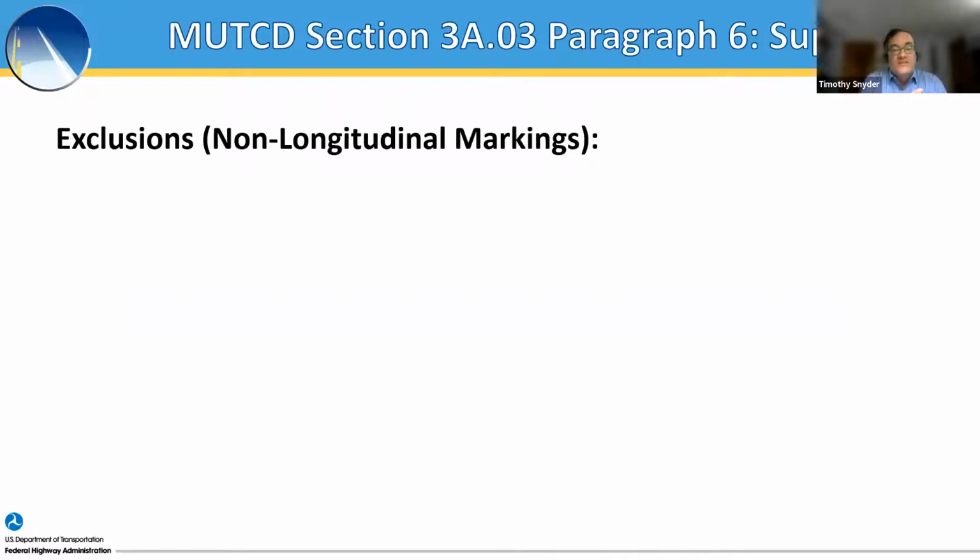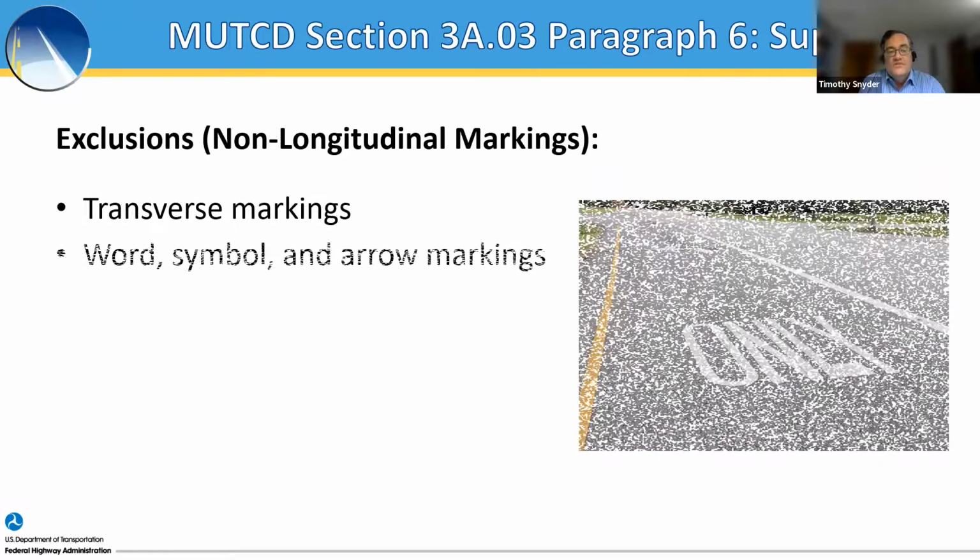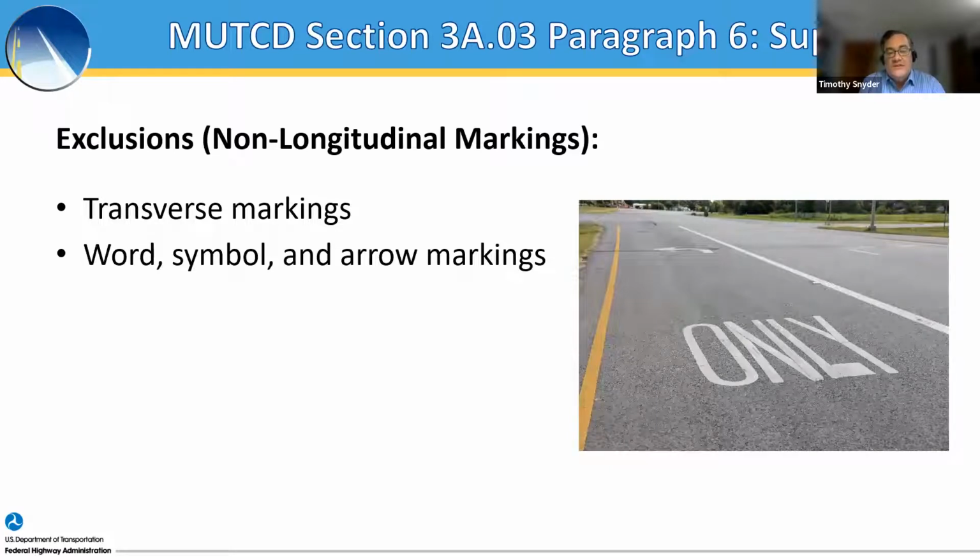Okay. In addition, there's a support statement that talks about exclusions, and there's a little bit of logic here as to why this is a support statement and the other longitudinal lines are an option. It's basically just making sure that the logic of the MUTCD, where things are required and where things are just being clarified, is maintained. So this is a clarification that these are non-longitudinal markings. And so here we have transverse markings such as a stop bar, word symbols and arrow markings. So these do not have to be included within the methods per required by this rule.